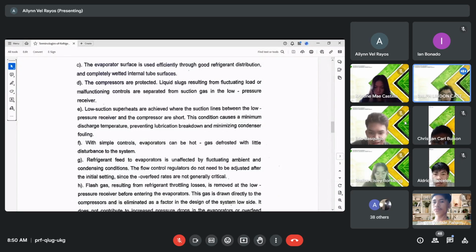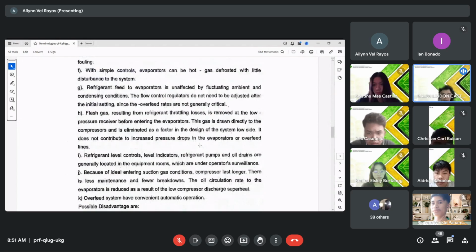Letter F. With simple controls, evaporators can be hot gas defrosted with little disturbance to the system. Letter G. Refrigerant feed to the evaporators is unaffected by fluctuating ambient and condensing conditions. The flow control regulators do not need to be adjusted after the initial setting, since the overfeed rates are not generally critical.